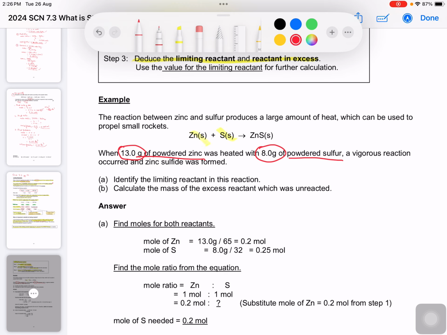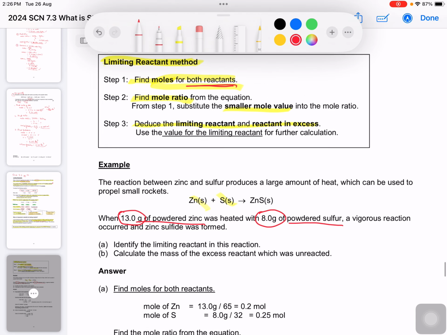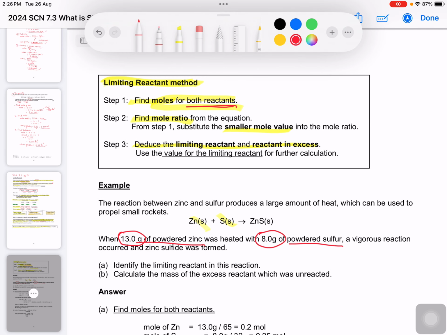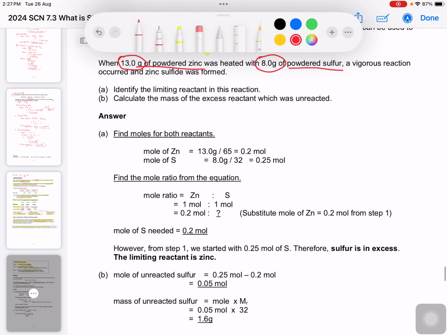Identify the limiting reactant. The method says to find the mole for both reactants. That's the first step. So in our answer, find the mole of zinc. What is the formula we're going to use? Mole equals mass over Mr. So it'll be 13 over 65. We get this value. Then after that, same thing for sulfur. You get 0.25. Now you have found the moles already.